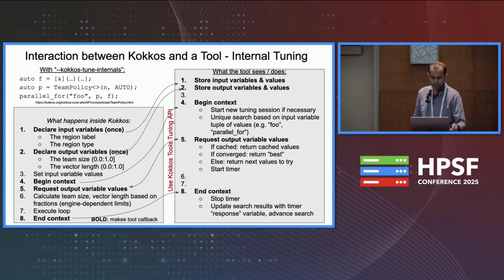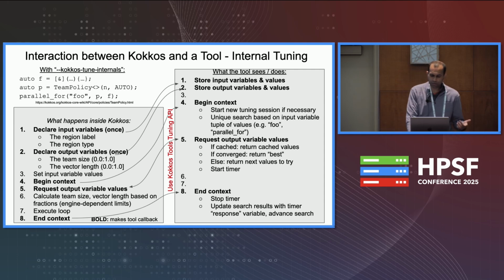Then the meat of it is getting the output variable value. So what is the best block size, team size, vector length? And one thing is that it's doing this over variable values, as you can see here. So these are over a normalized range, 0.0 to 1.0. Once you have the team size and vector length in this format, then you convert, you execute the loop, and you do an end context. So it's essentially a stop timer in the tool callback.